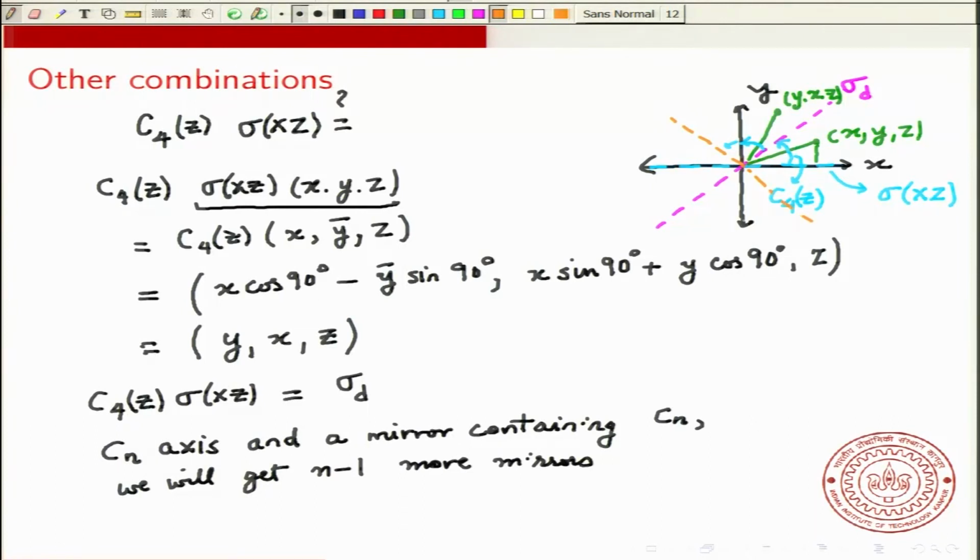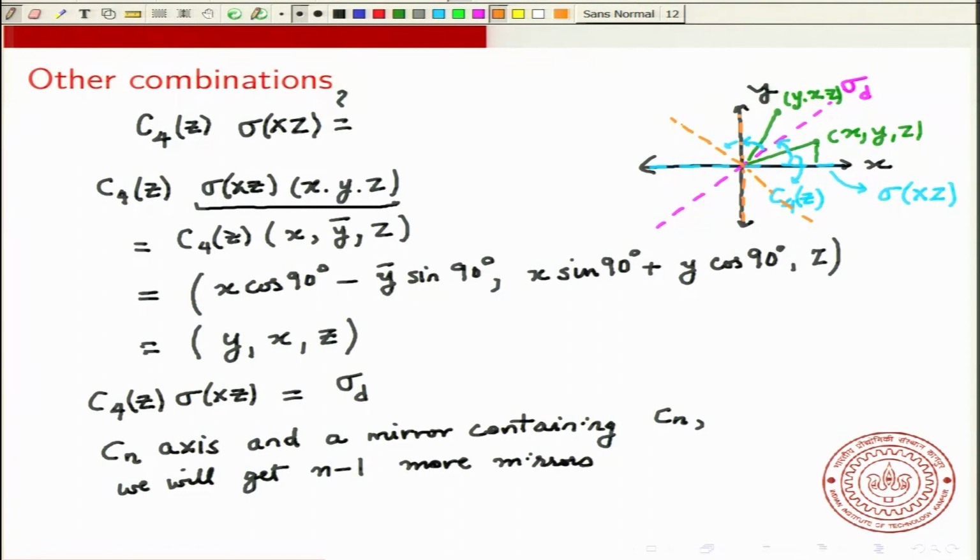So basically these additional mirrors are generated using the C4. If you just had a sigma xz and you operated by C4, you will get sigma d, and then you operate again by C4, you will get this other mirror that is the same as sigma yz. If you operate again, you will get this other mirror, which is another sigma d. So from this one mirror you generated three other mirrors. In the same way, if you have a Cn axis and a mirror containing the Cn, we will get n minus 1 other mirrors.